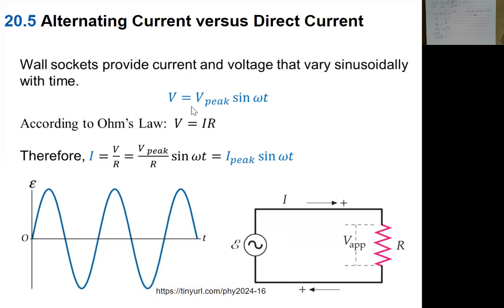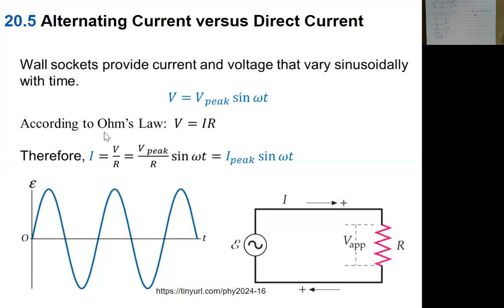So then V is equal to a peak value times the sine function of omega times t, where omega is the angular frequency, all right? It refers to the frequency of the electricity. So for example, we have 60 hertz. Then this is 2 pi over the 60 hertz, or 2 pi times the 60 hertz.